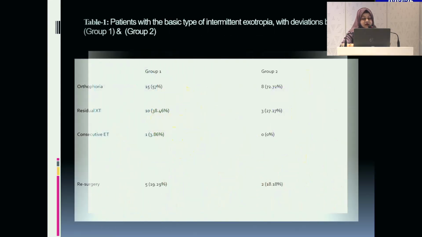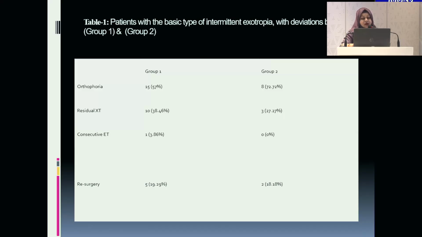Now the results. The results show the patients with basic type intermittent exotropia, with deviation compared between group 1 and group 2. After the surgery, in group 1, 57% of patients were orthophoric, but in group 2, 72.72%. Residual XT was present in 10 patients in group 1 and 3 patients in group 2. Consecutive ET was found in 1 patient in group 1 and no patient in group 2.